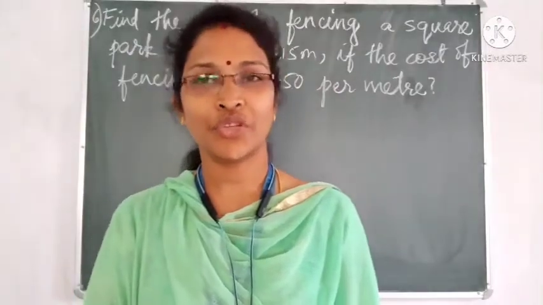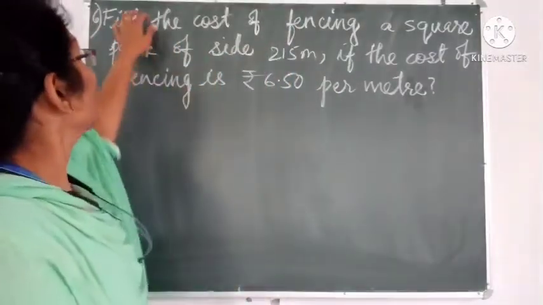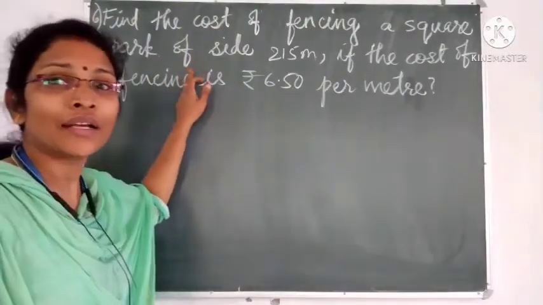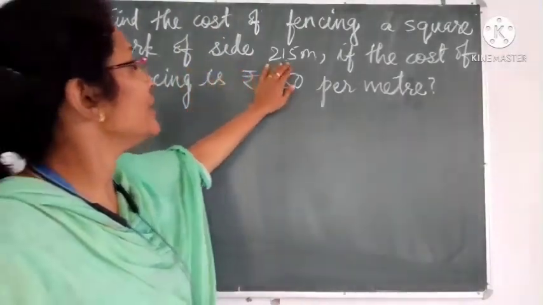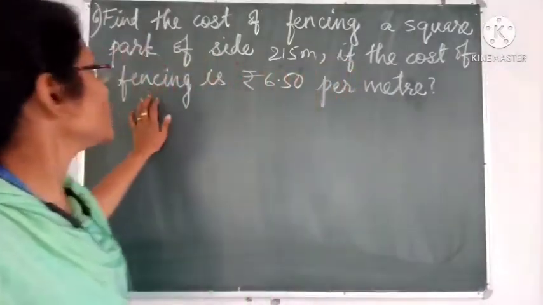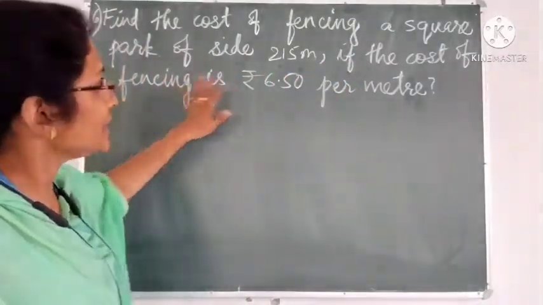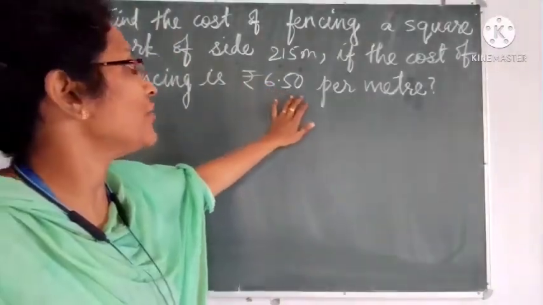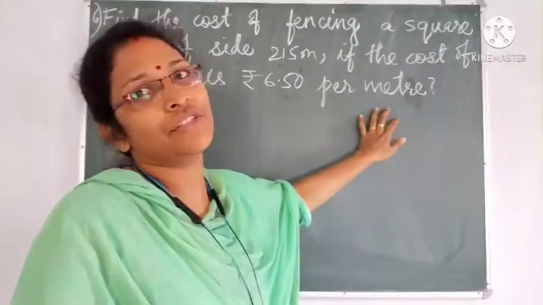Now we can do question number 6. Find the cost of fencing a square park of side 215 meters if the cost of fencing is 6 rupees 50 paise, that is, rupees 6.50 per meter.